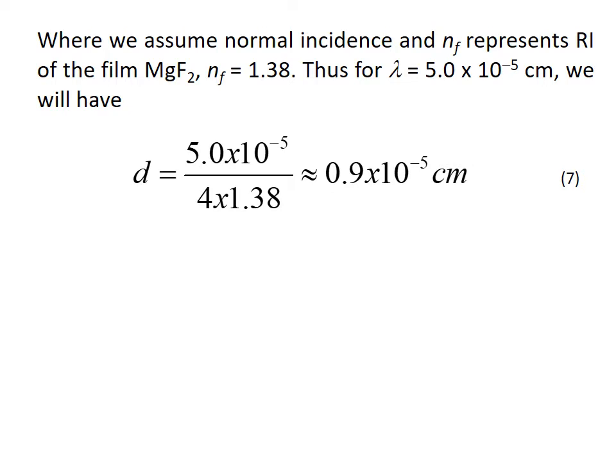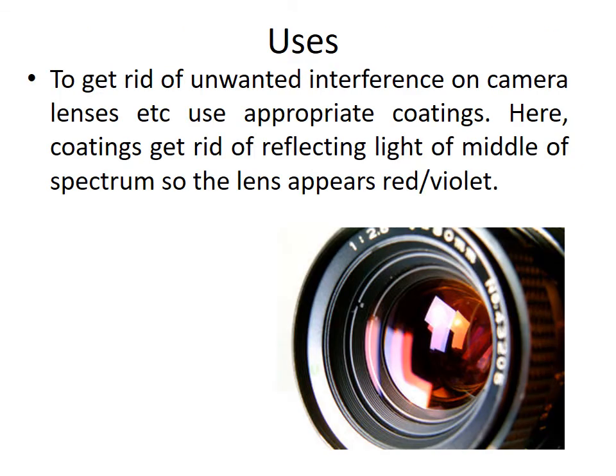Here, if we assume normal incidence and nf of the MgF2 film is 1.38, this is the anti-reflecting film. Thus, for lambda equal to 5.0 times 10 to the power minus 5 centimeter, we'll have the thickness of the MgF2 film equal to 0.9 times 10 to the power minus 5 centimeter, which will make sure that the reflected lights interfere destructively and minimum reflectance occurs, which is the case for glasses.